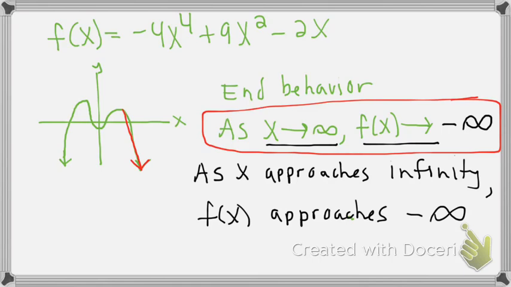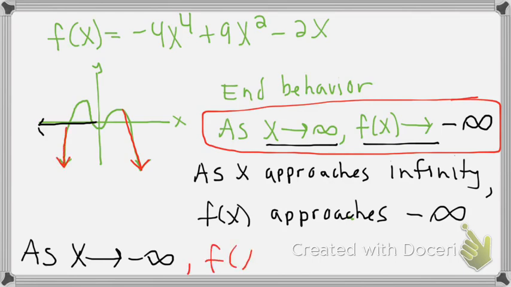And we can also say this as x approaches minus infinity. If you look at the graph, as x gets more and more negative, again, the values of the function are becoming more and more negative, so we can say f of x approaches minus infinity. Okay?